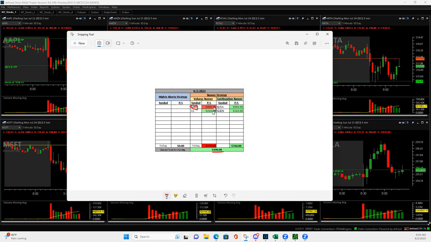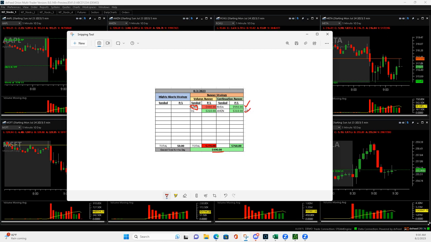Square, volume runner, plus 210, and then a really nice continuation runner in Nvidia and Amazon. And Nvidia is getting to the point where it's getting pretty big to trade. So it's like, do I go in two contracts or four based on the price? Because it's in and around the $7 mark. So do you go in 1400 bucks or about 2800?